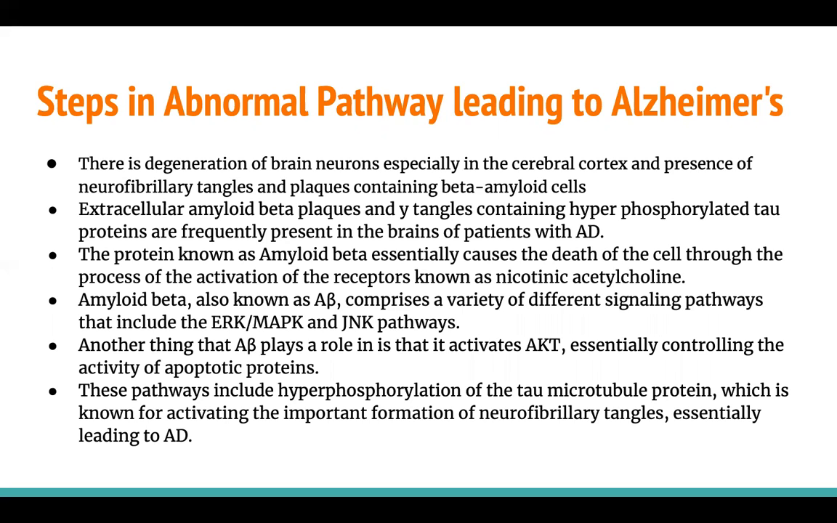Amyloid beta, also known as A beta, comprises a variety of different signaling pathways that include the ERK, MAPK, and the JNK pathways. Another thing that A beta does is activate AKT, essentially controlling the activity of apoptotic proteins. These pathways include hyperphosphorylation of the tau microtubule protein, which activates the formation of neurofibrillary tangles, essentially leading to Alzheimer's.